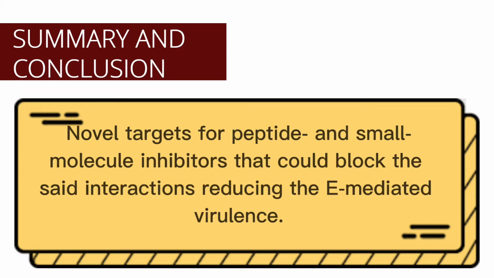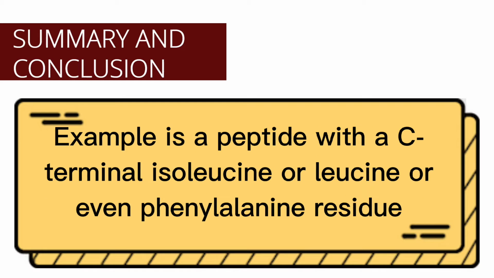In addition, the structure also provides novel targets for peptide and small molecule inhibitors that could block the Pulse 1 E interactions to reduce E-mediated virulence, such as a peptide inhibitor with a C-terminal isoleucine, leucine, or even phenylalanine, so that they can penetrate the pocket deeper with higher affinity. Bearing the results in mind, we can always hope that with the right knowledge and patience, we can end this pandemic together. And that ends my report.